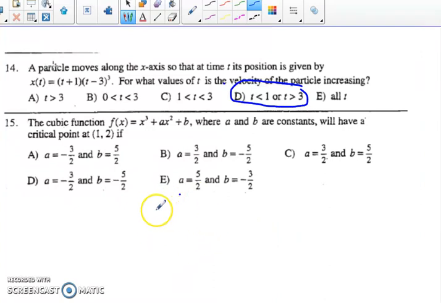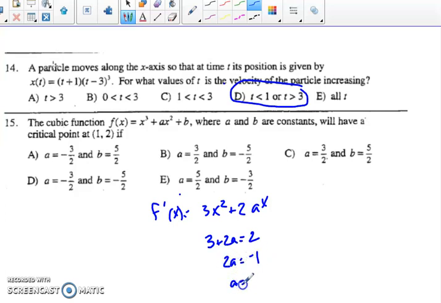So I go back to my work over here and I know that f prime of x equals 3x squared plus 2ax. And when x equals 1, I have 3 plus 2a. I know that the y value is 2, so 2a equals -1 and a is -1/2. So if a is -1/2, I go back to my original function, which, let me change my color, I have f of x equals x cubed minus 1/2 x squared plus b. I can put that in my calculator now and evaluate it where x is 1.